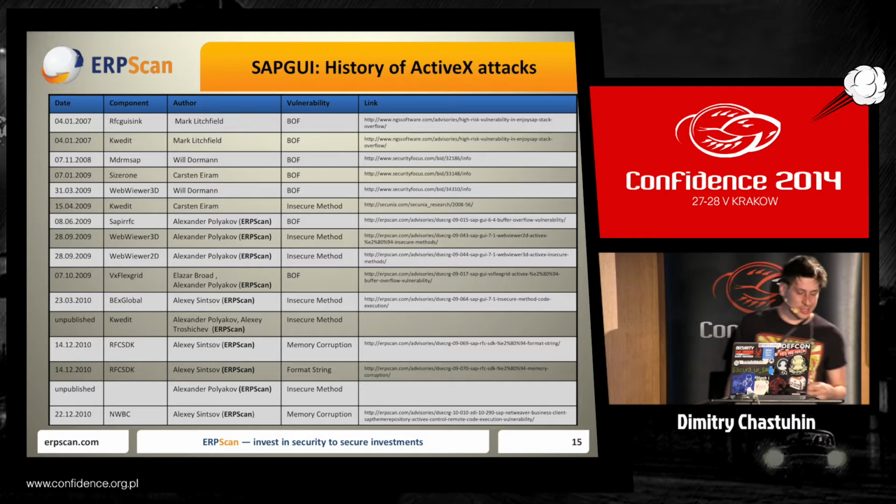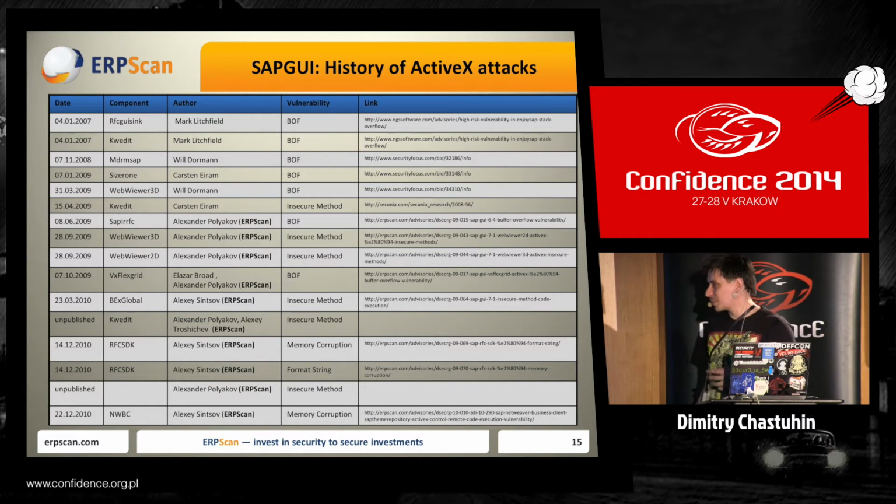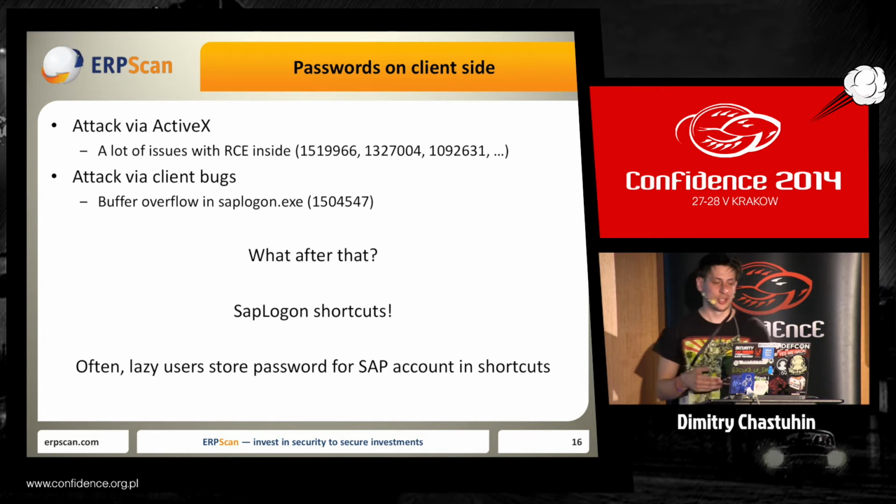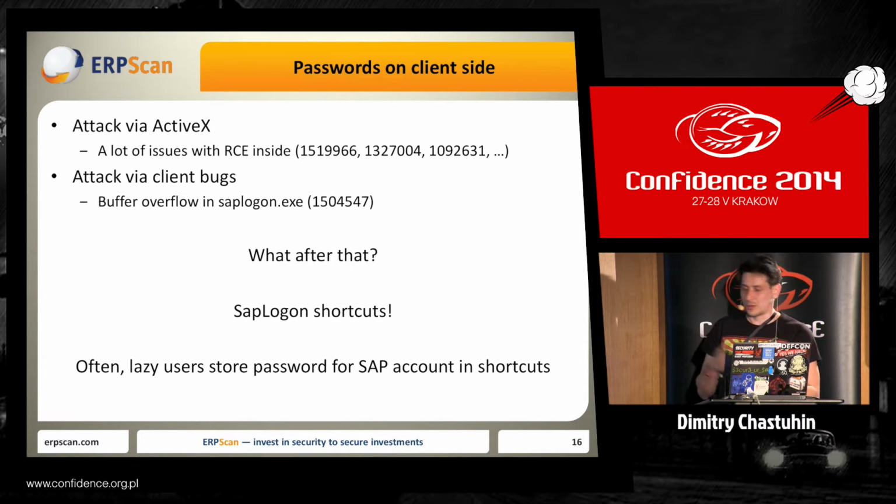Can you see this? There is a list of some vulnerabilities which were found in ActiveX components, which are installed when the administrator installs the SAP GUI on the client system. SAP GUI is the most popular SAP client software. So when the administrator installs SAP GUI, he also installs a lot of ActiveX components. And these ActiveX components also have a lot of different issues which allow the attacker to achieve remote command execution or display files through an insecure method.